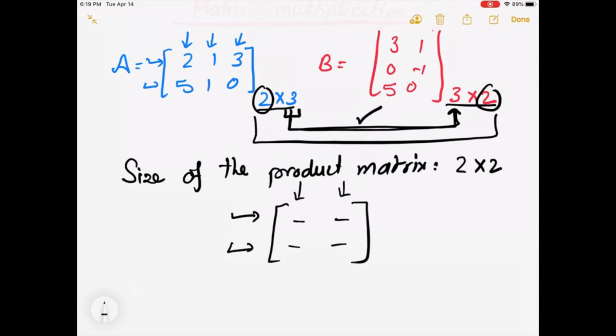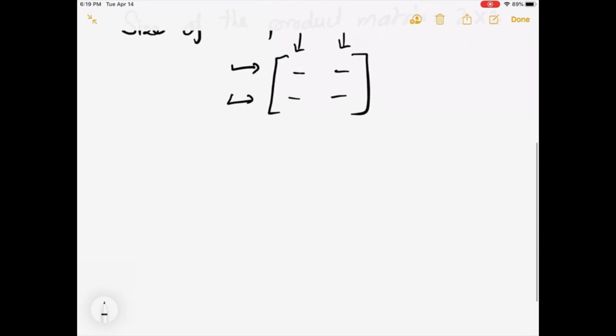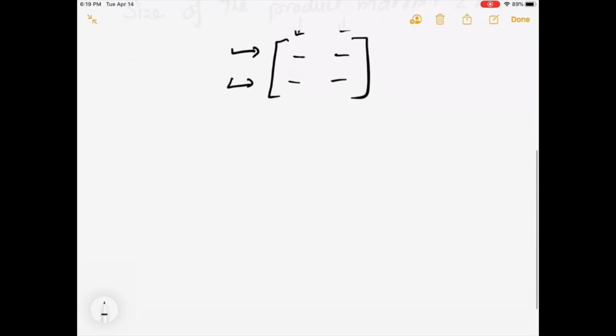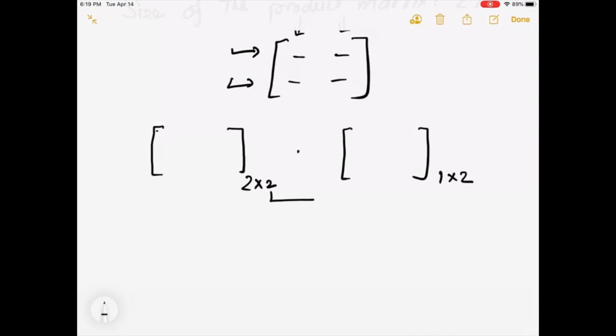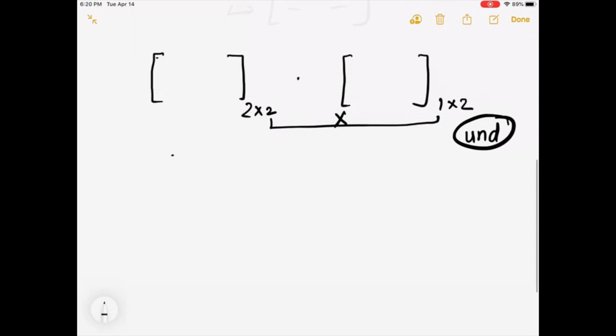I'll show you examples of how to multiply, but first let me show you a few more to check if you can do multiplication or not. Say I have a 2 by 2 matrix and I'm multiplying it by a 1 by 2 matrix. Let's check the inside numbers. They don't match, so there's no way you can multiply. Right away you can stop and say the product is undefined, or no solution.